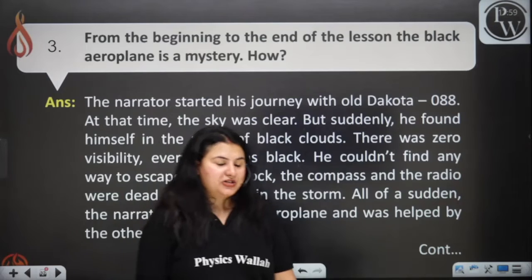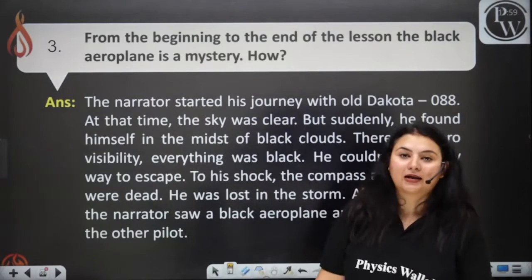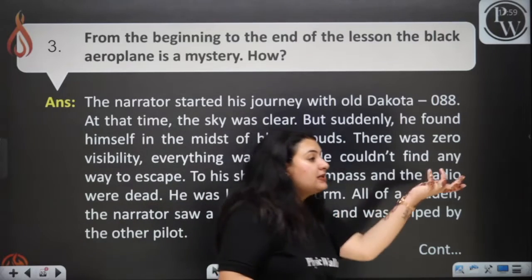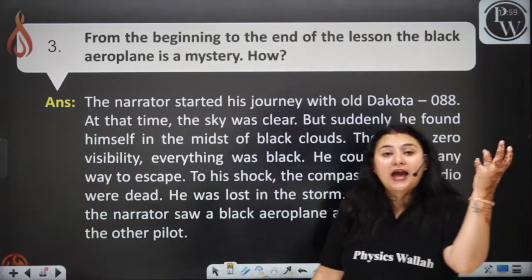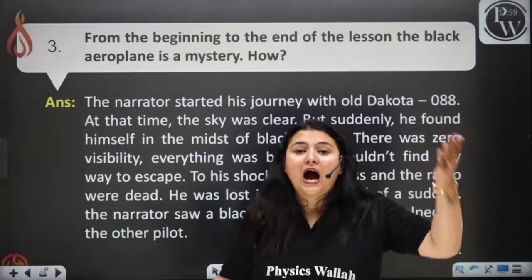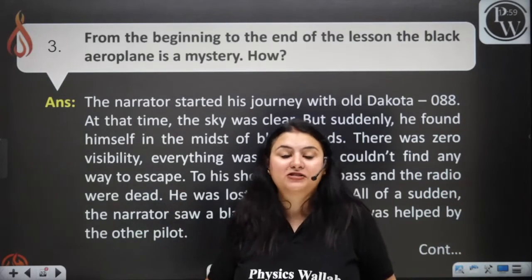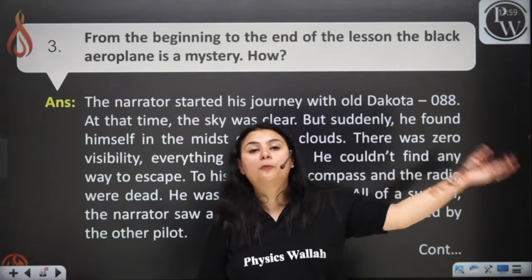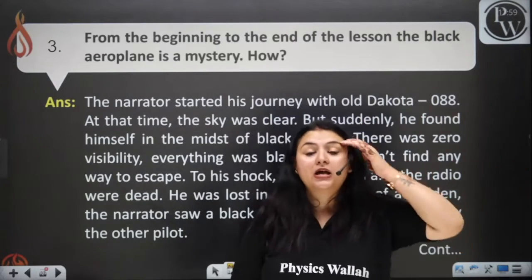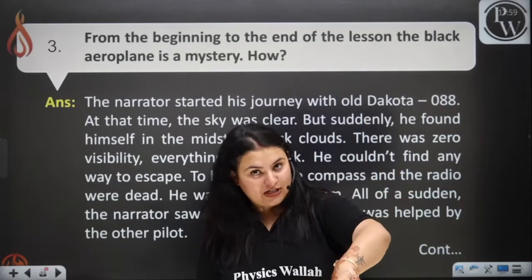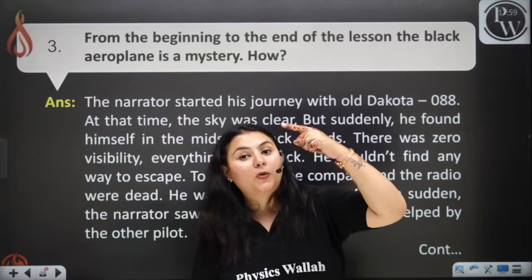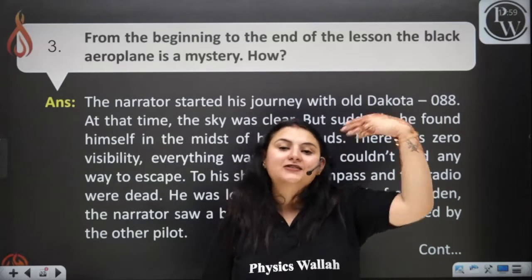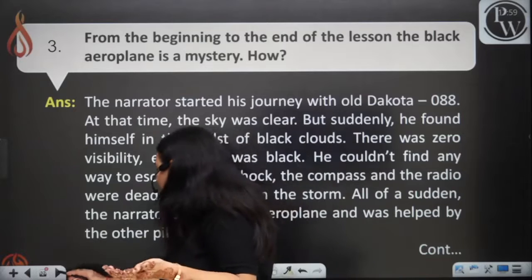Now, as we could see, he was stuck in the middle of the black clouds, and he said that he wasn't able to see anything outside. Then how is it possible that he was able to see another aeroplane, another pilot? Not only was he able to see the flight, but he was also able to see the face of the pilot. He could see his hand waving. So this shows us that obviously this is a mystery.